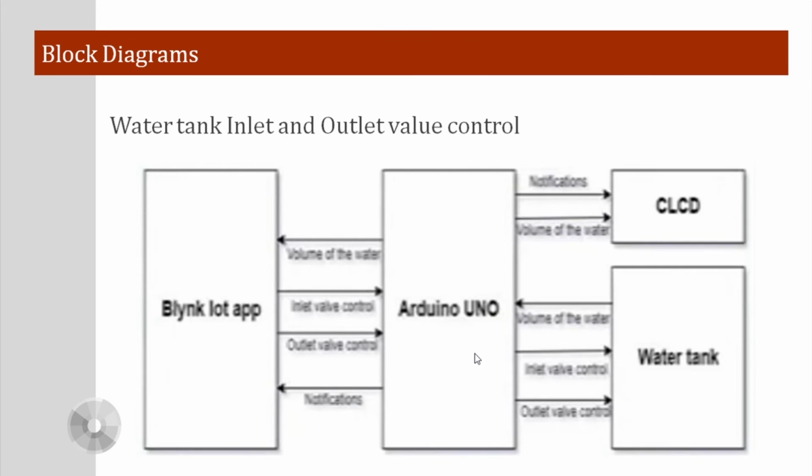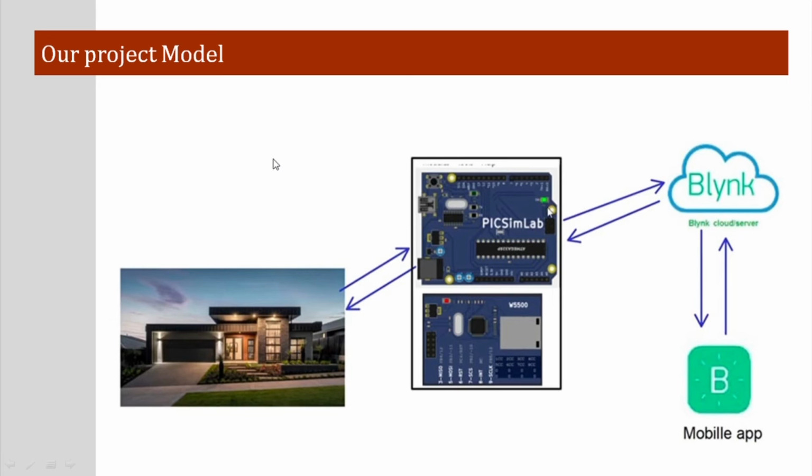Next is water tank inlet and outlet valve control. This is another objective of our project. Similar to the temperature system, the same happens here also. One thing is changed: instead of the temperature system, we use a water tank in this block diagram. The remaining process is all the same, and in a similar way we have done this also. So next we will see our project model.